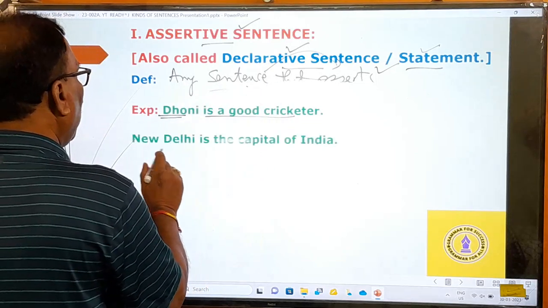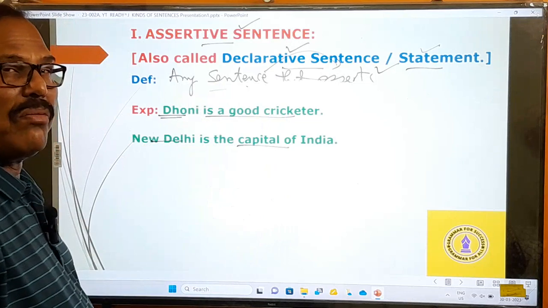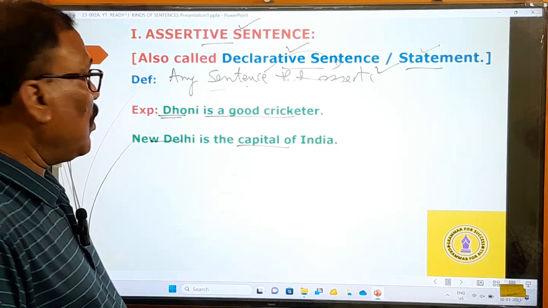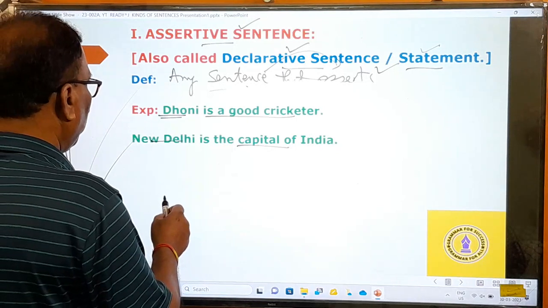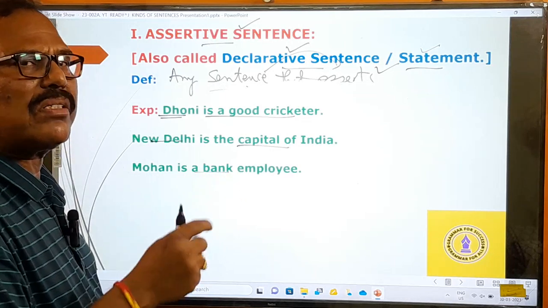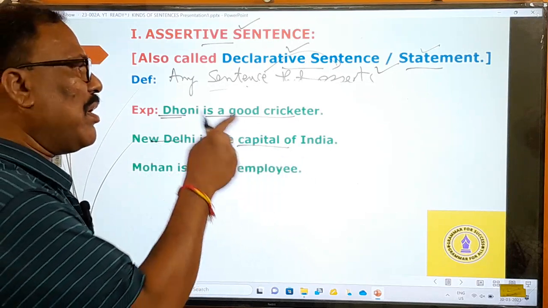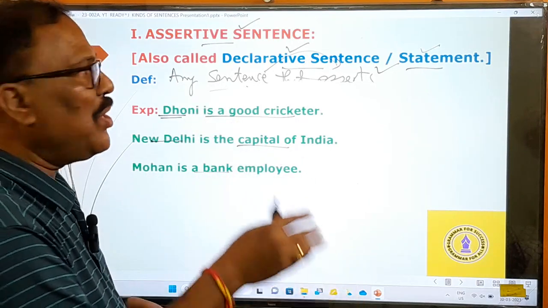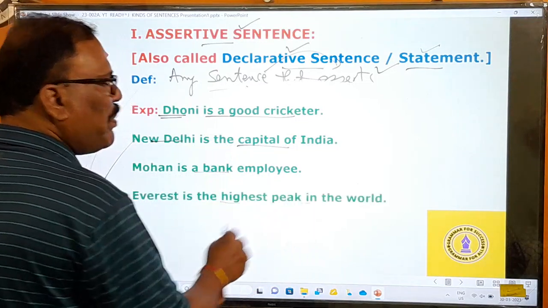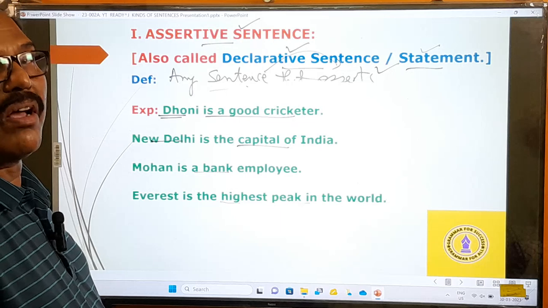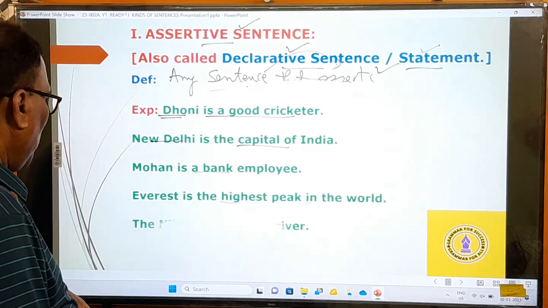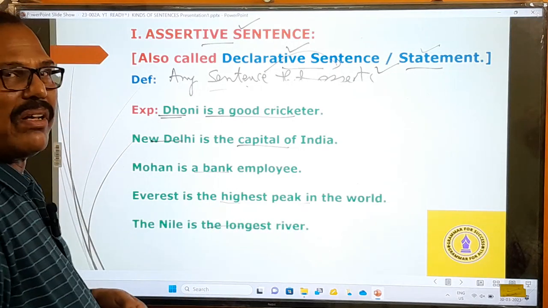What else is there? Then, New Delhi is the capital of India. What are you doing here? You are declaring that New Delhi is the capital of India. Okay. And next thing you see that Mohan is a bank employee. What are you doing? You are asserting that Mohan is a bank employee. You are declaring that Mohan is a bank employee. You are stating that Mohan is a bank employee. Okay. Anything else? Everest is the highest peak in the world. Okay. You are asserting that Everest is the highest peak in the world. And then comes, what is that? The Nile is the longest river, right?